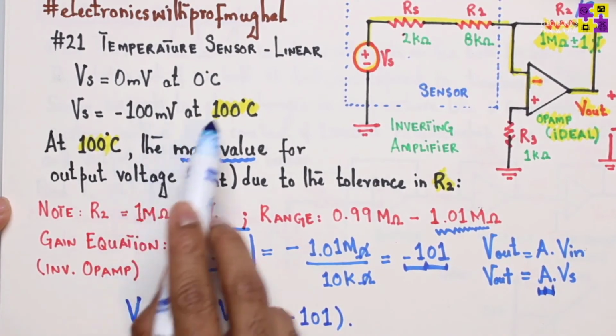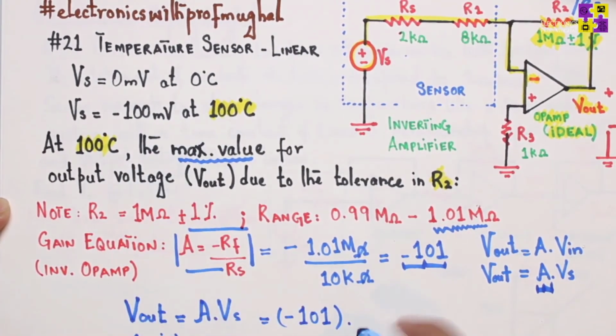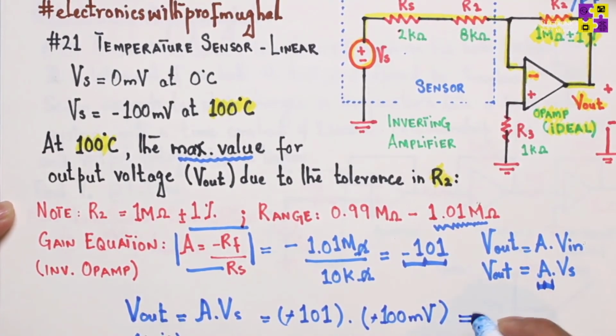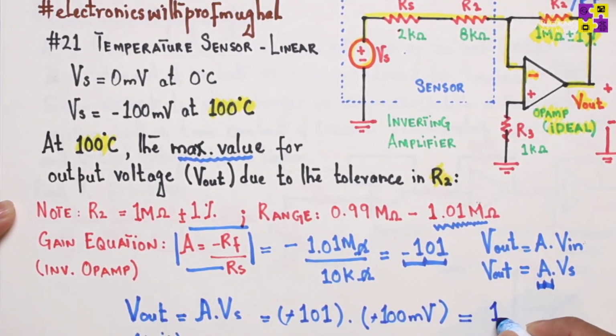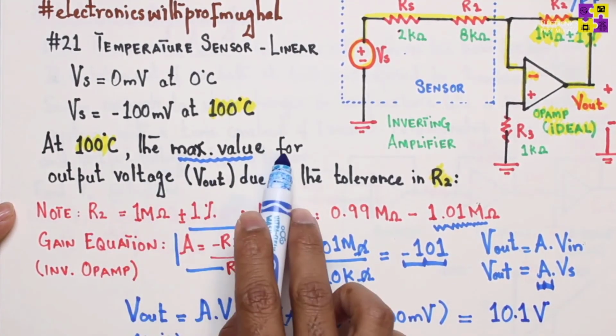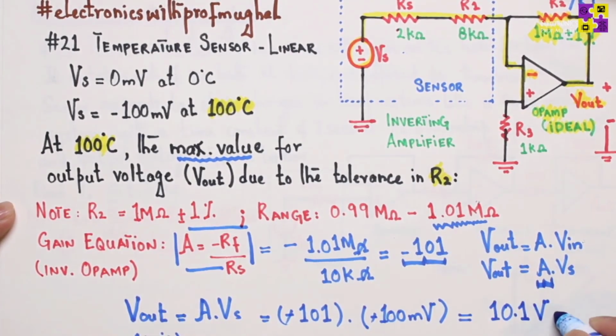Vs is rated at negative 100 millivolt at 100 degrees centigrade. So we get negative 100 millivolt. So minus and minus will cancel out, and if I do the math here, 101 times 100 millivolt, that equals 10.1 volts. And that is the maximum value for an output voltage due to the tolerance in R2. That is your answer.